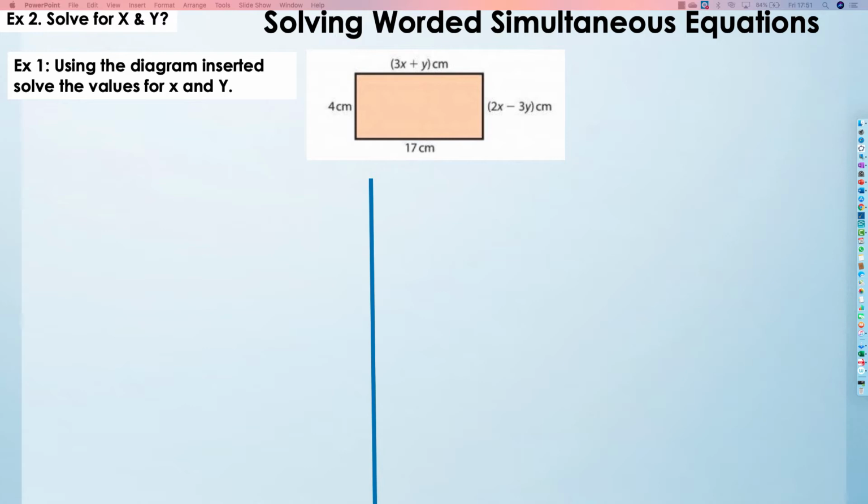You were saying 3x plus y, 2x minus 3y. Easier. 3x plus y is 17. Why is 3x plus y equal to 17? It's a rectangle. You know rectangles? Opposite sides are equal. Off you go. Solve for me.